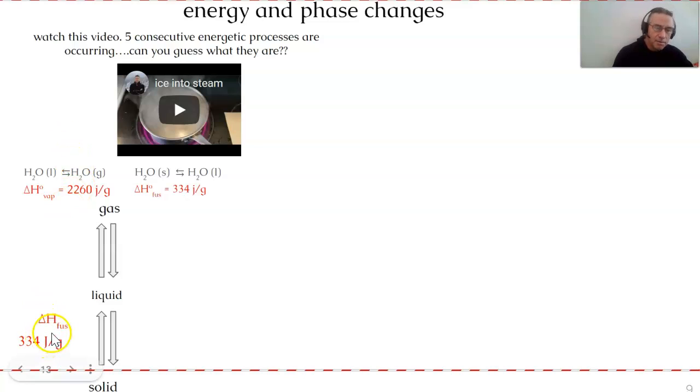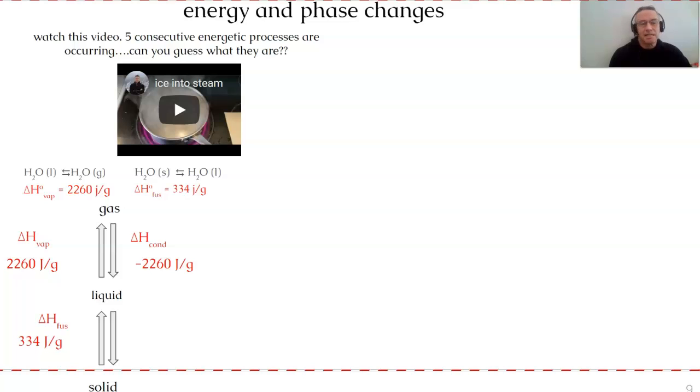Imagine that ice, we heat it up, it requires 334 joules per gram. That's called endothermic. Heat's going into the system. It then boils. Well, there's going to be some temperature changes too, but we'll get to that in a minute. That requires a lot more energy, 2,260 joules per gram. Again, endothermic.